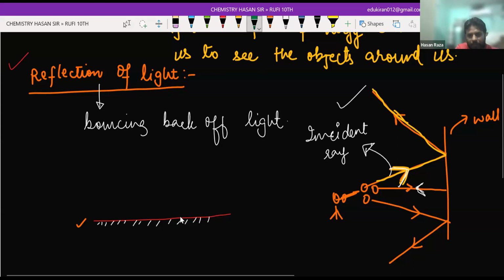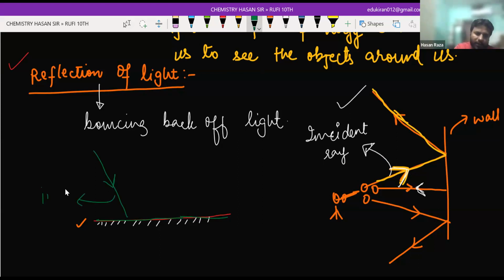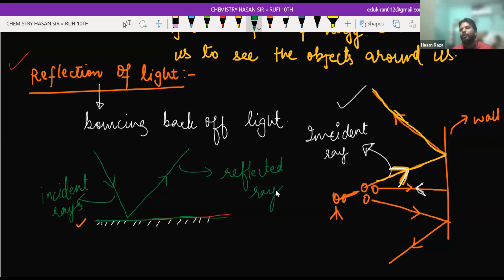Now come to this. This is a mirror surface. The incident ray is this, you can see. The incoming rays are called incident rays, and this is the reflection. This is called your reflected ray. There is a difference between incident angle and incident ray. This is the path on which the light is traveling.